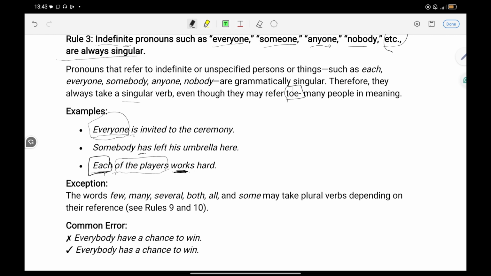I will keep reminding you, in the English language, when a verb takes an s, it is singular, and when the verb does not take an s, it is plural.